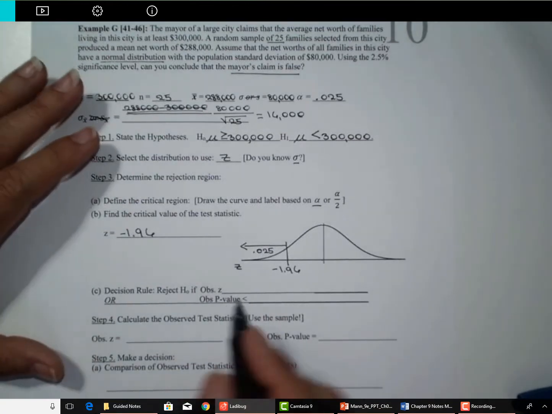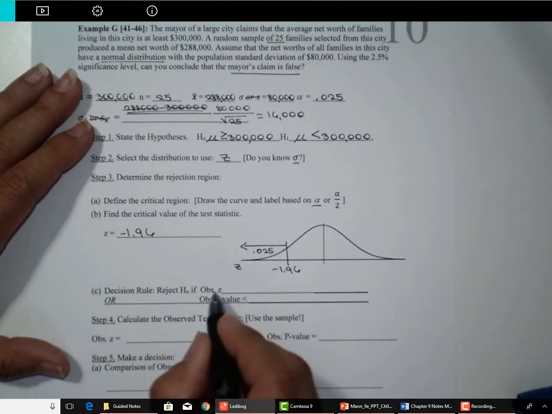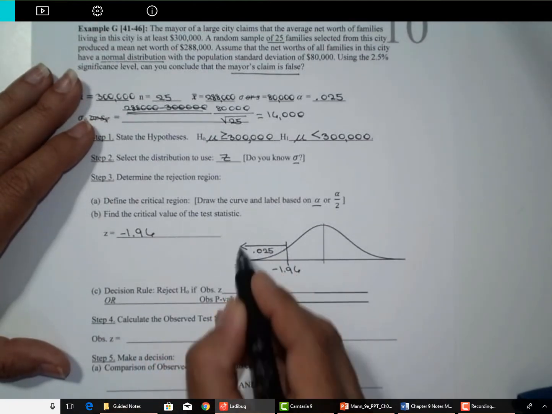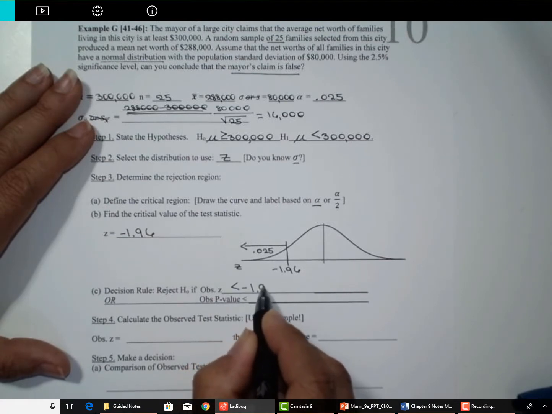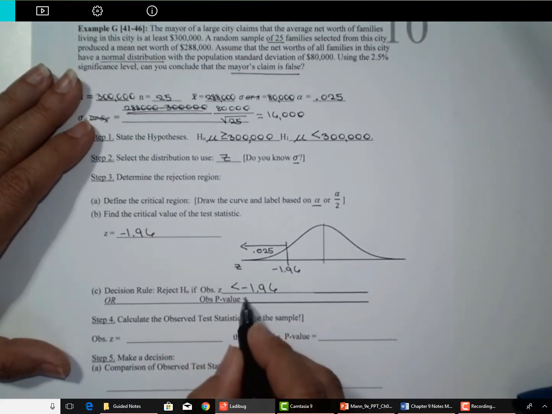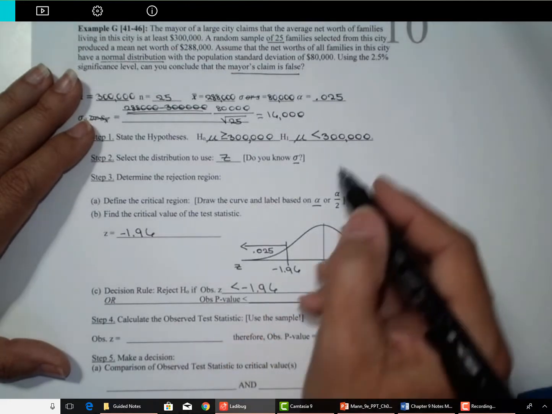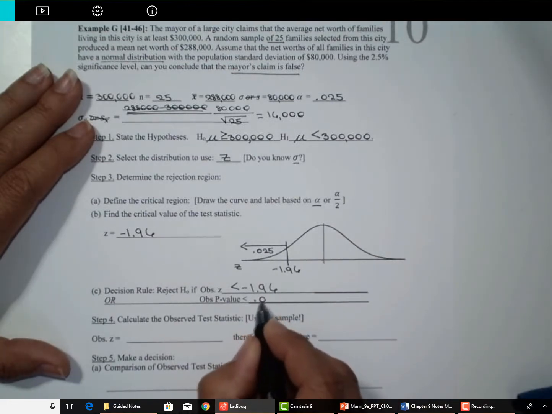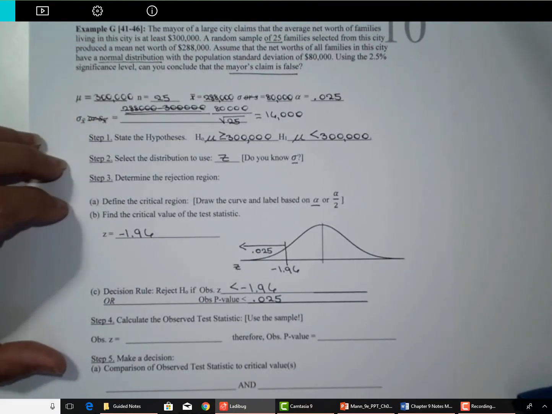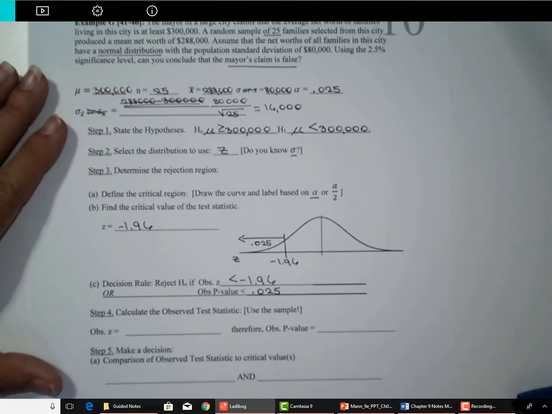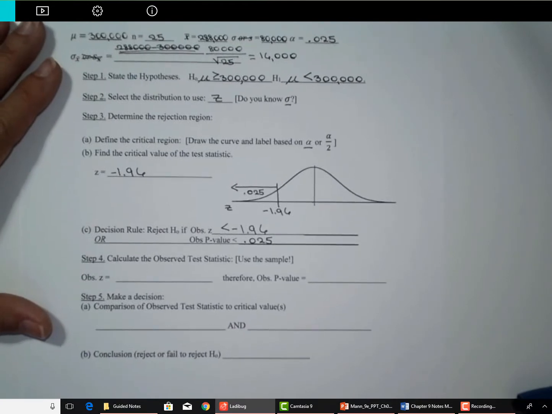So what's my rule going to be? I'm going to reject the hypothesis if I observe a z that falls into this area. In other words, it would have to be less than negative 1.96. And the p-value always has to be less than. And this time my p-value has to be less than my alpha, which is 0.025. So those are my checks. Those are my rules. That's what I'm going to look for when I do my calculations.